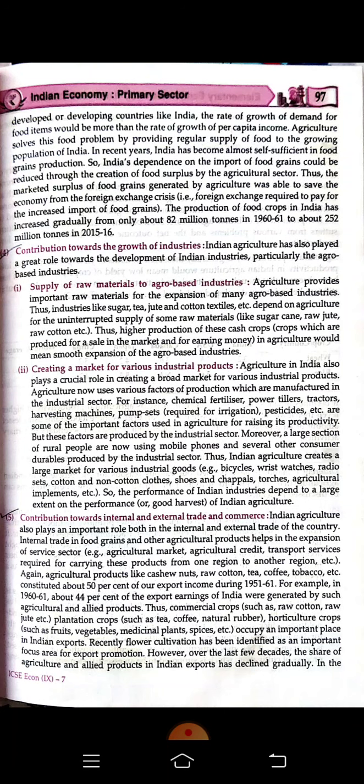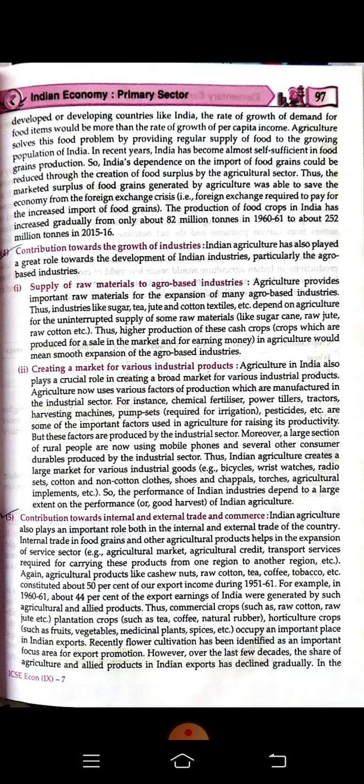Next, contribution towards internal and external trade or commerce. Internal trade means within the country itself, and external means they are talking about exporting to other countries. Internal trade in food grains and other agricultural products helps in the expansion of the service sector. For example, agricultural market, agricultural credit, transport services required for carrying these products from one region to another region.